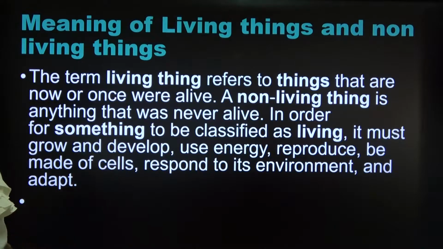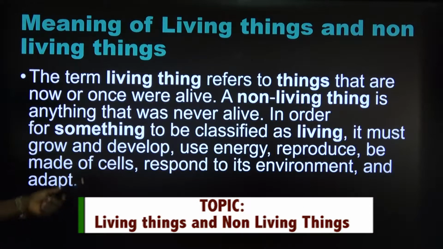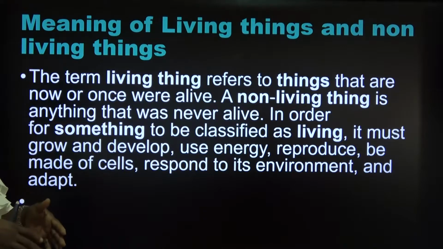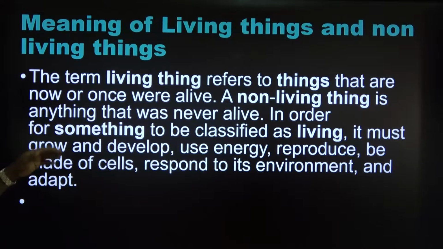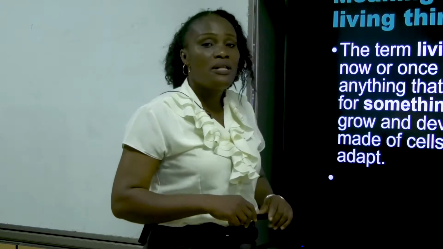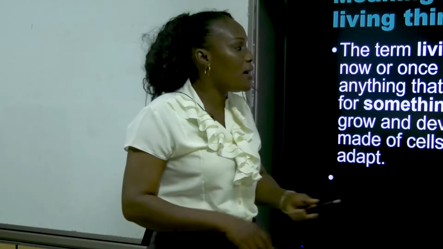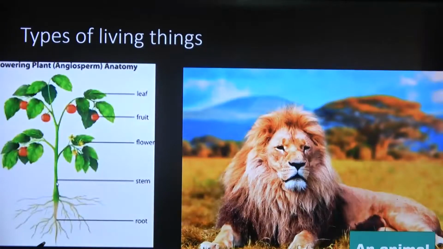Meaning of living things and non-living things. The term living refers to things that are now or once were alive, those things that have life in them. While non-living things are things that do not have life or were never alive. Living things and non-living things live in our environment. Types of living things: we have plants and we have animals.